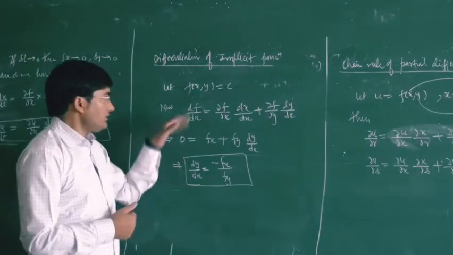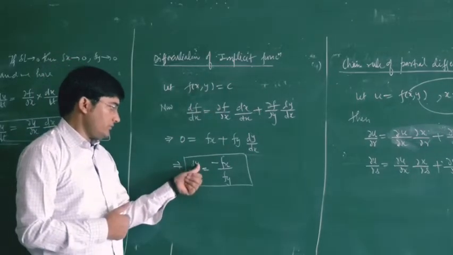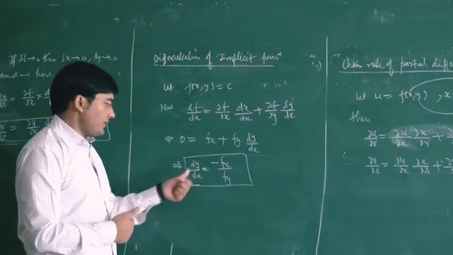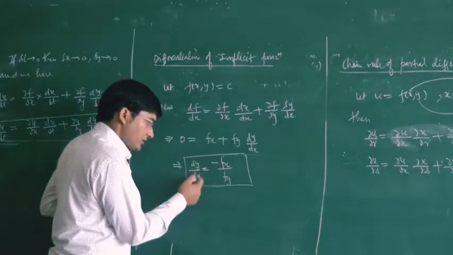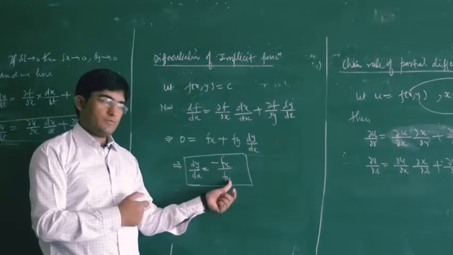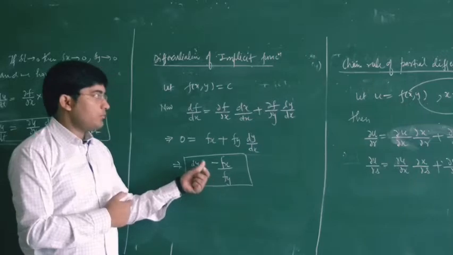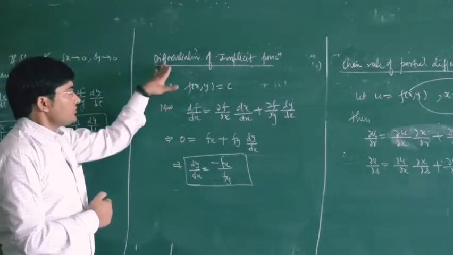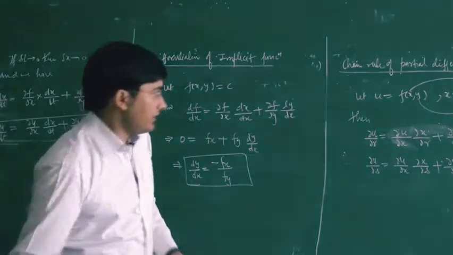So you can say that if f(x,y) equals c, then the differentiation of y with respect to x will be minus fx upon fy. That means first we differentiate the function f partially with respect to x, then divide by the partial differentiation of f with respect to y, and we take the negative sign. So this is the differentiation of an implicit function. Now let us solve the questions.